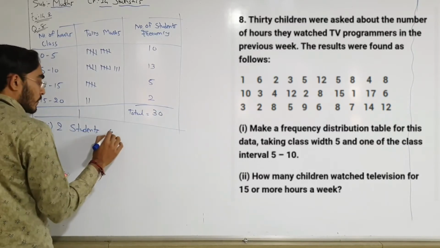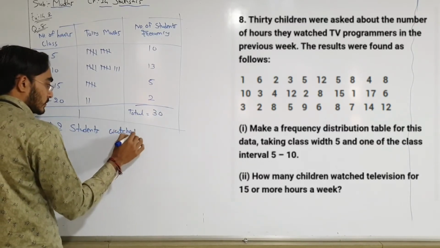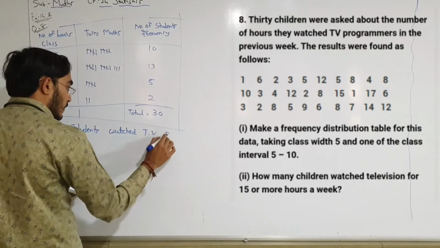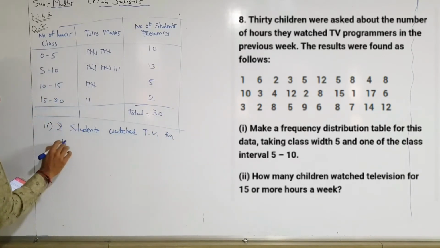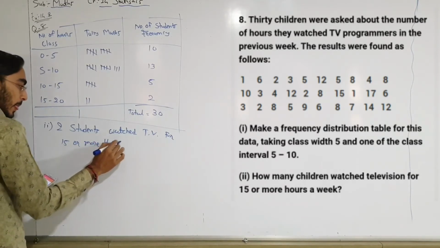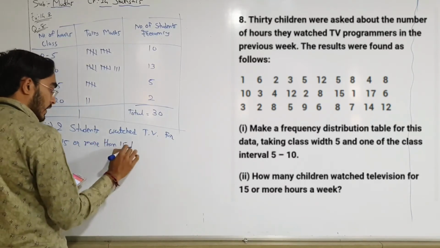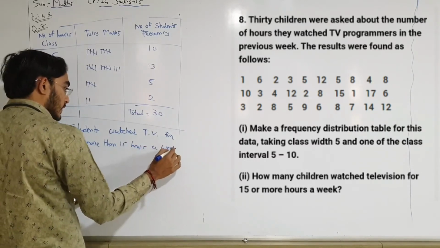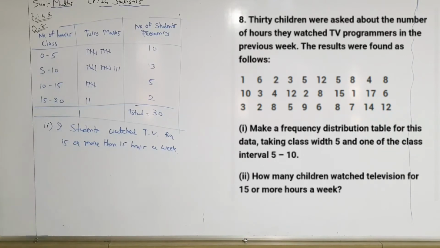Two students watch TV for 15 or more than 15 hours in a week. Okay, so total 2 students watch TV for 15 or more than 15 hours.